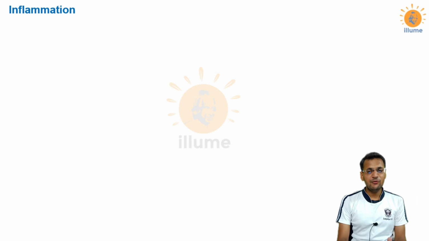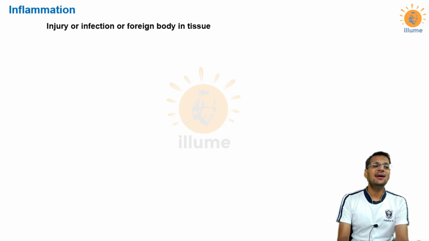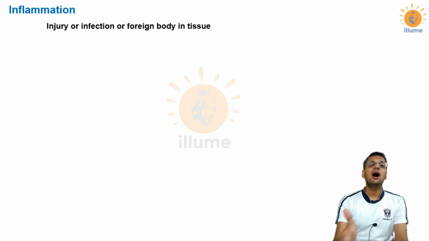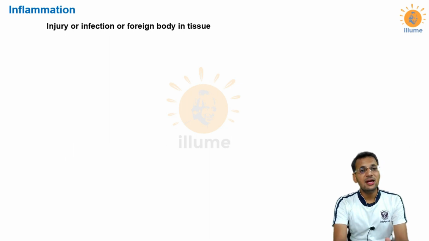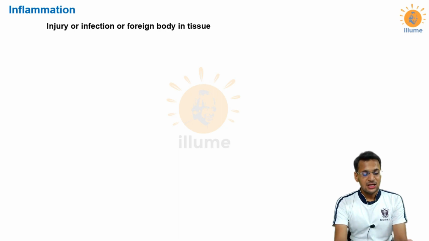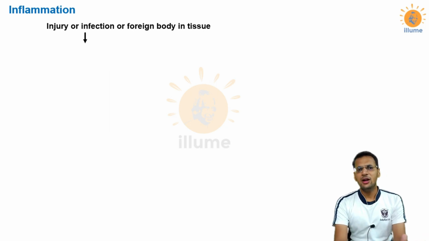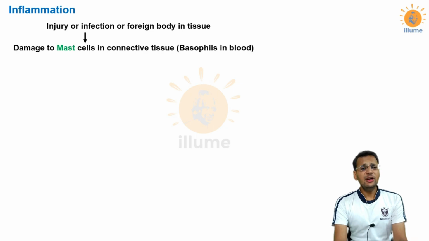Now listen to this carefully. Whatever I am discussing right now, I'll discuss the entire pathway of inflammation, plus how these 4 cardinal signs are produced, and what leads to the formation of these 4 cardinal signs, what chemicals are involved in this. I'll discuss everything here in this slide. So listen carefully. Suppose there is any injury or infection or invasion of any foreign body in any particular tissue. Now every tissue has got connective tissue, and there are mast cells present in connective tissue.